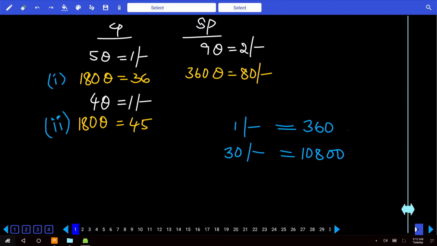Like that, go to your question and see what is your total loss? 30 rupees. For getting 30 rupees loss, 30 times of it. 30 times 360 is 10,800. Clear? Next.